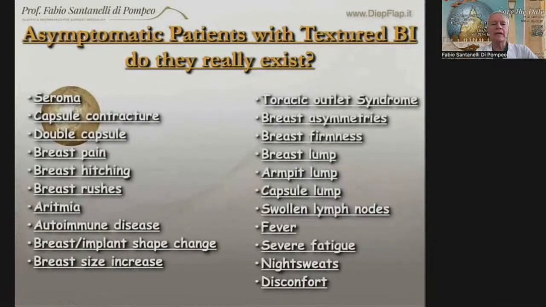So, asymptomatic patients with textured breast implants, but do they really exist? Several papers report that patients with textured implants refer to different kinds of complications and symptoms. The most common are seroma, capsular contracture, double capsule, and breast pain, but also less common ones like breast itching, breast rashes, arrhythmia, autoimmune disease, breast implant shape change, modification of the breast size, and so on. We have so many symptoms.